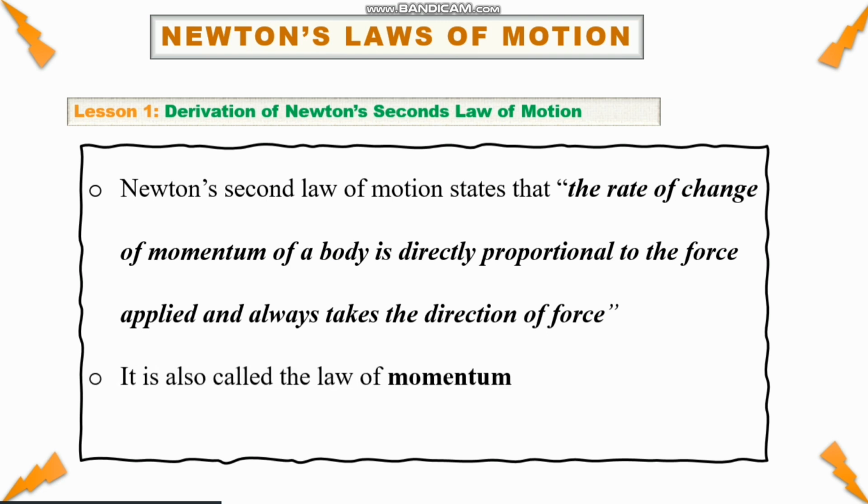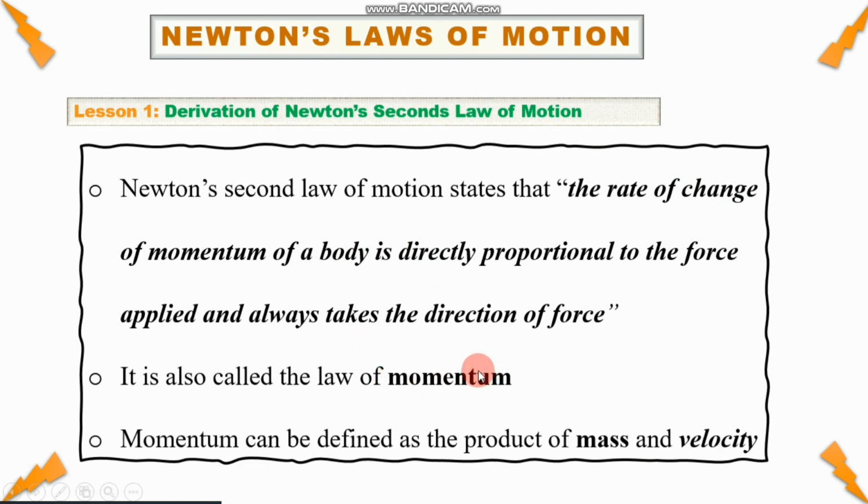Now it is also called the law of momentum, because it has the momentum parameter. Momentum can be defined as the product of mass and velocity. So if an object is in motion, that object has a specific mass, and it is moving at a specific velocity. So the momentum of that object will be calculated as the mass times the velocity of that object.